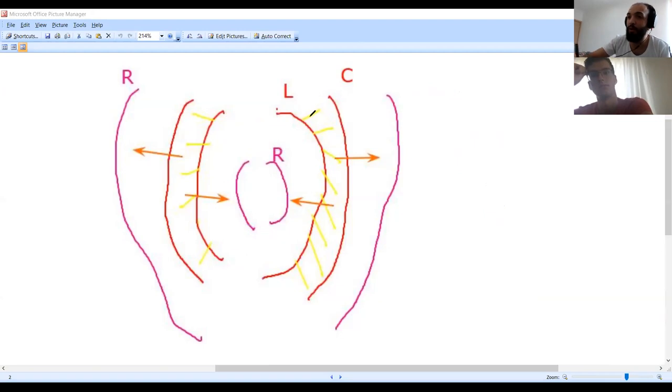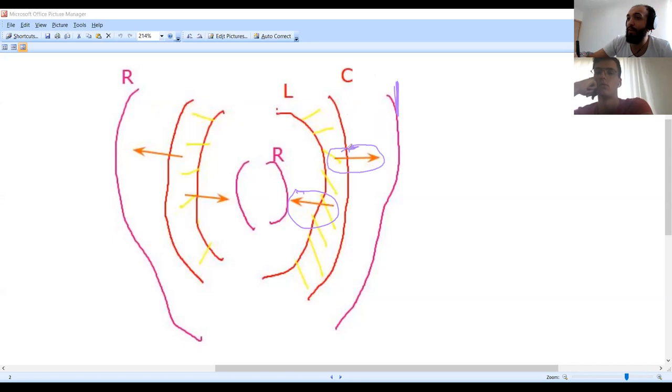Okay, now another thing you have to know here: during inspiration, the lung volume will increase, right? So when the lung volume increases, what happens to the recoil of the lung? It will also increase. Why? Because we are going further away from the elastic rest of the lung. So if you have a question like, when is the recoil of the lung higher, in the beginning of inspiration or in the end of inspiration, you have to say the end of inspiration, because the lung volume is larger.